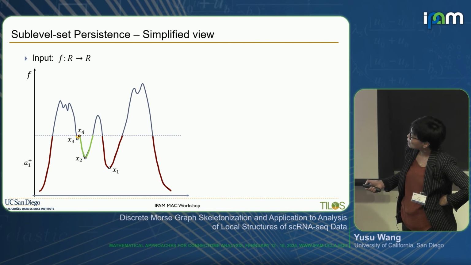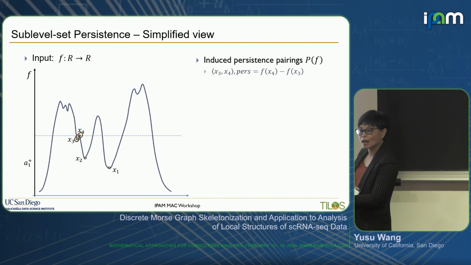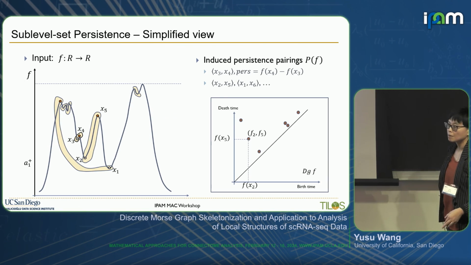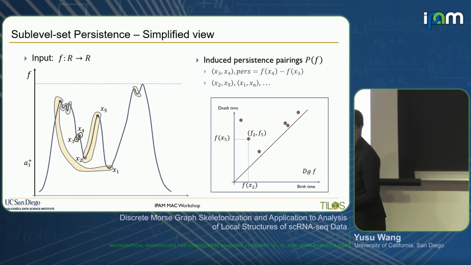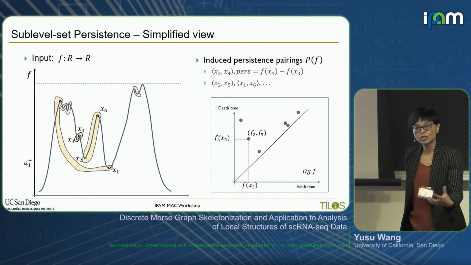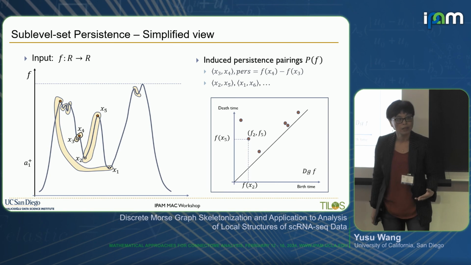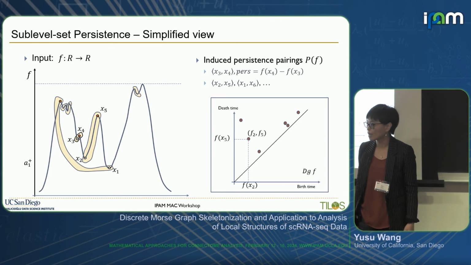In particular, in this case, you get that X3 is paired with X4, namely X4 kills the little component created by X3. Okay, and when you finish the process, you get a bunch of pairings, and now note that these pairings are between critical points of your function. Each pair indicates the birth and the death of some, in this case zero-dimensional, homology, and the height difference, the so-called persistence, indicates the importance of that.